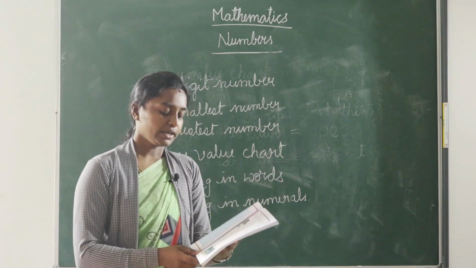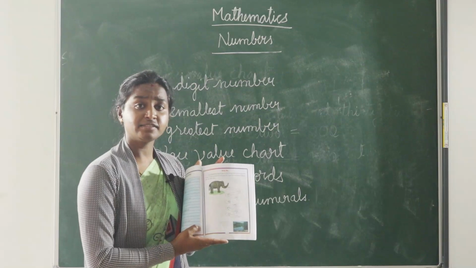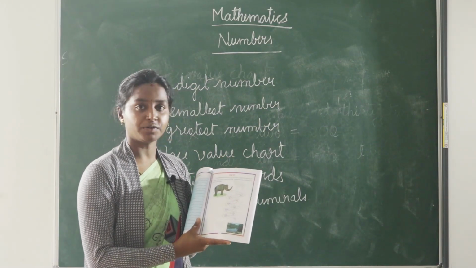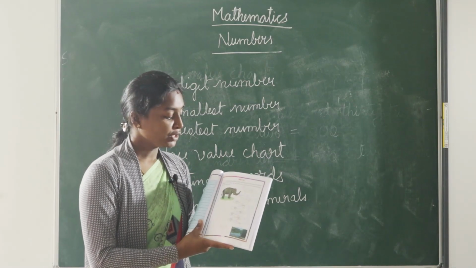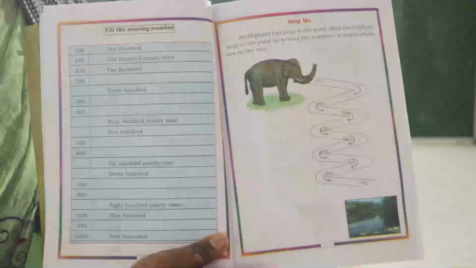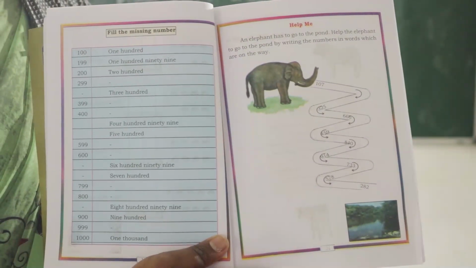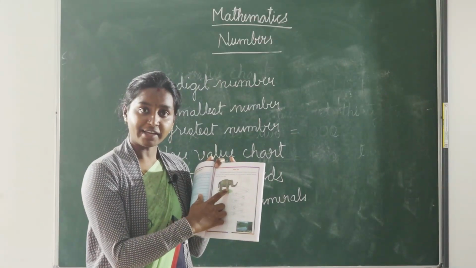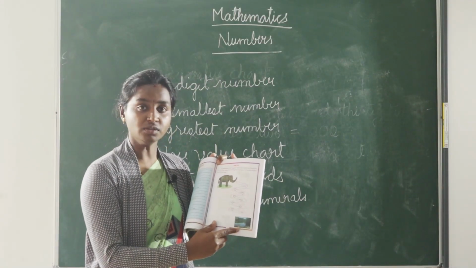And also here your friend the elephant is struggling to reach the pond. So what do you have to do? You have to help him. How to help him? You have to write. They have given it in numbers, in numerals. So what you have to do is write that in words so that the elephant can read and can reach the pond.